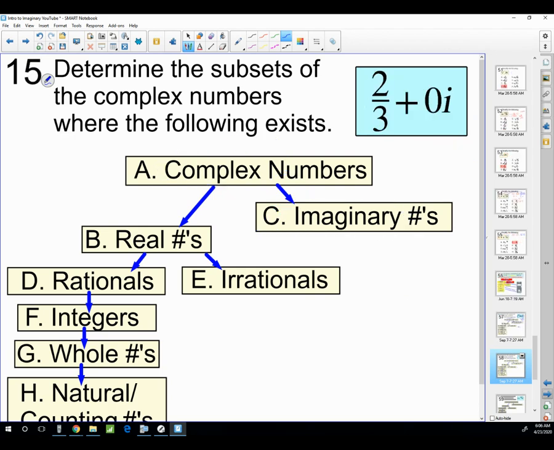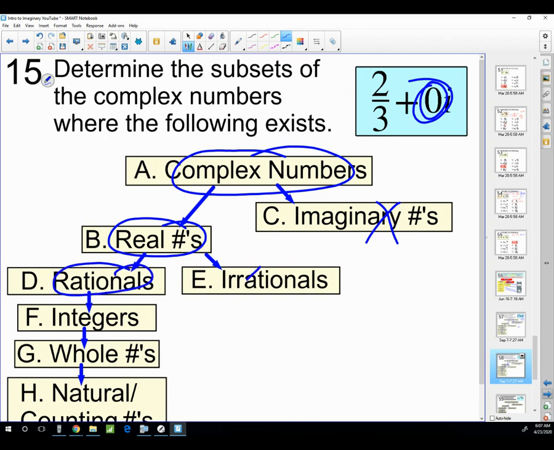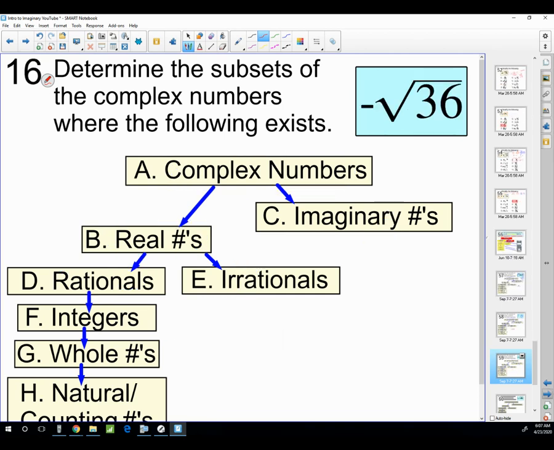But if you look at number 15, the coefficient is 0, so it's not C. So you start with the complex numbers. Remember, every set is a subset of itself, so you'd have to put A. We really emphasize that with the real numbers. And then you'd put B because of the 0i. And then if you go the B route, or the real route, you have to choose between rational and irrational. 2/3 is rational. You should know it's not irrational. A lot of people over the years have told me that 2/3 is an integer. It is not an integer. You have to use the words whole number to define integers. It's the whole numbers and the negative whole numbers.